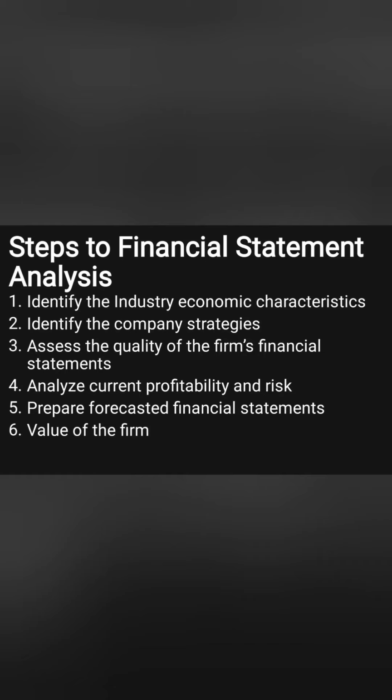And coming to the next slide, the steps. What are the steps involved in financial statement analysis? Identify the industry economic characteristics, identify the company strategies, assess the quality of the firm's financial statements, analyze current profitability and risk, prepare forecasted financial statements, and value the firm. These are the 6 steps to be followed for making the financial statement analysis.